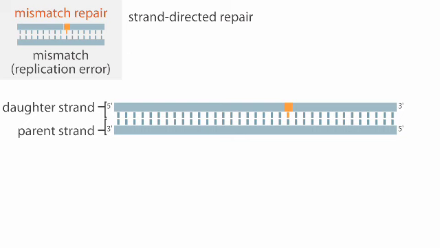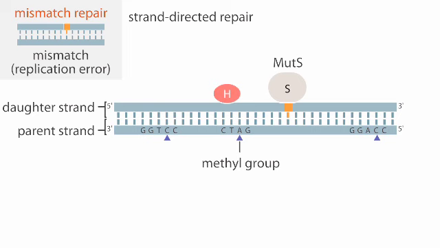In E. coli, the 2 strands are distinguished by their differing levels of methylation. The newly synthesized daughter strand is not methylated, but the older parent strand is methylated at GATC, CCAGG, and CCTGG sequences. In the mismatch repair system of E. coli, a protein called MUT-S recognizes the mismatched nucleotides, while another protein called MUT-H distinguishes the 2 strands by binding to nearby unmethylated 5' GATC 3' sequences. That is, by binding to the daughter strand.